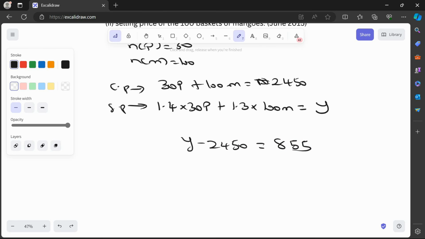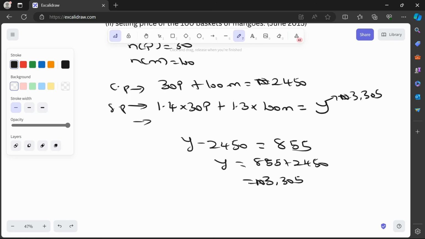855 naira. Did I get that right? Yes, 855, which is selling price minus the cost price, 855 naira. So that means my y will now be equal to 855 plus 2,450, just by carrying over, and that will give me 3,305 naira. So the selling price was 3,305 naira. So I could replace it, and instead of saying y, I could just say 3,305 naira. So now let's simplify the selling price equation.